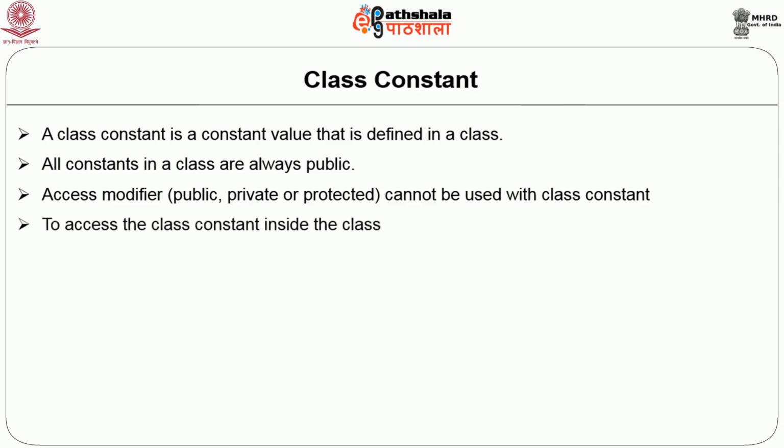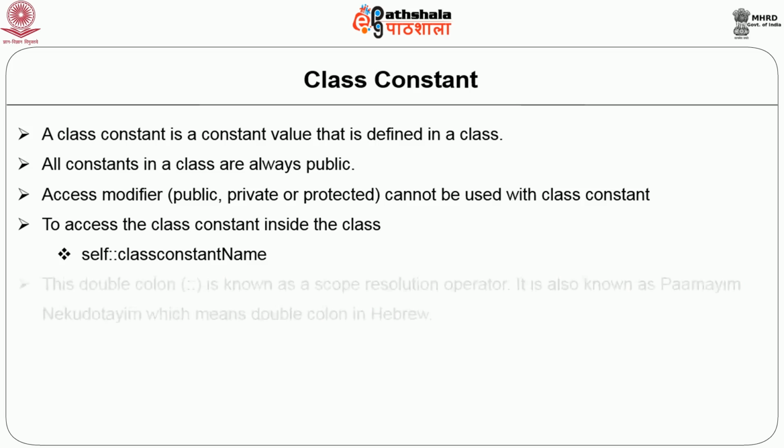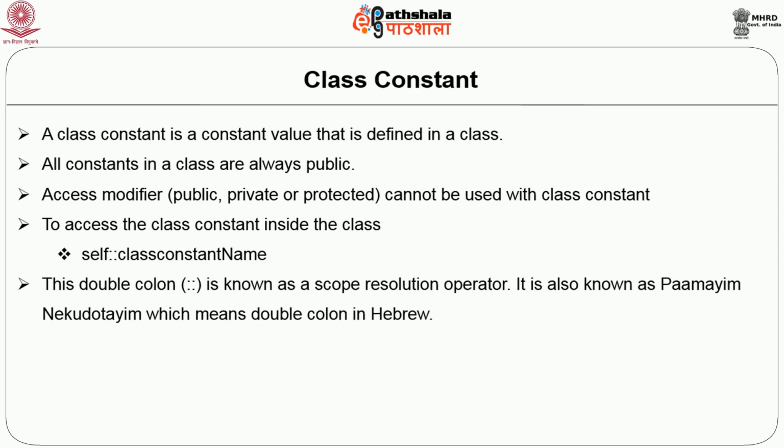To access a class constant inside the class, you have to use the keyword self, then double colon, and this double colon operator is known as the scope resolution operator, and then the class constant name. This double colon or scope resolution operator is also referred to in many materials by a Hebrew word, Paamayim Nekudotayim, which means double colon in Hebrew.